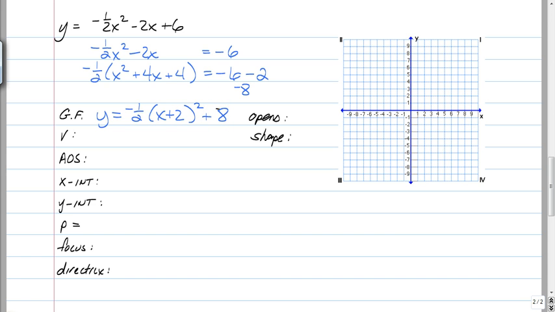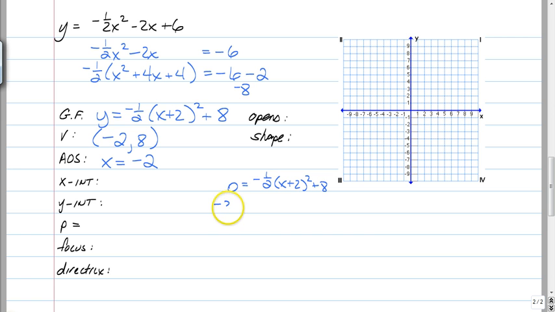So everything about this parabola is the same from when we did it back in chapter 5. The vertex is opposite of the inside, comma outside. Your axis of symmetry is still x equals negative 2. Your x-intercepts can still be found with your graphing calculator, or you can do it by hand. If you're going to do it by hand, it's 0 is equal to, in this case, negative 1/2 times (x plus 2) squared plus 8. And we just solve by square roots like we did in chapter 5.